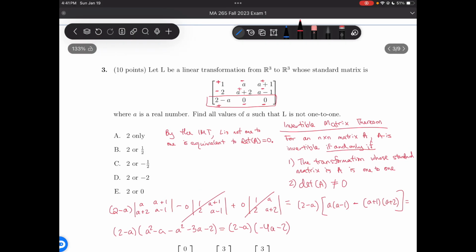Okay, and we want to find all values of A such that the determinant of this matrix equals 0. So if I set this equal to 0, the values of A that satisfy this equation are A equals 2 and A equals negative 1/2. So therefore our answer is C.